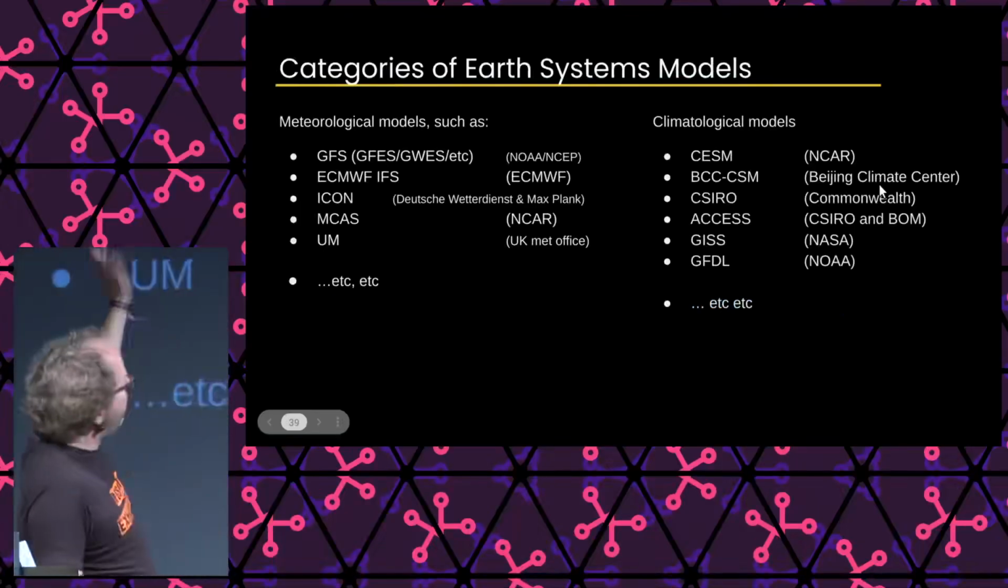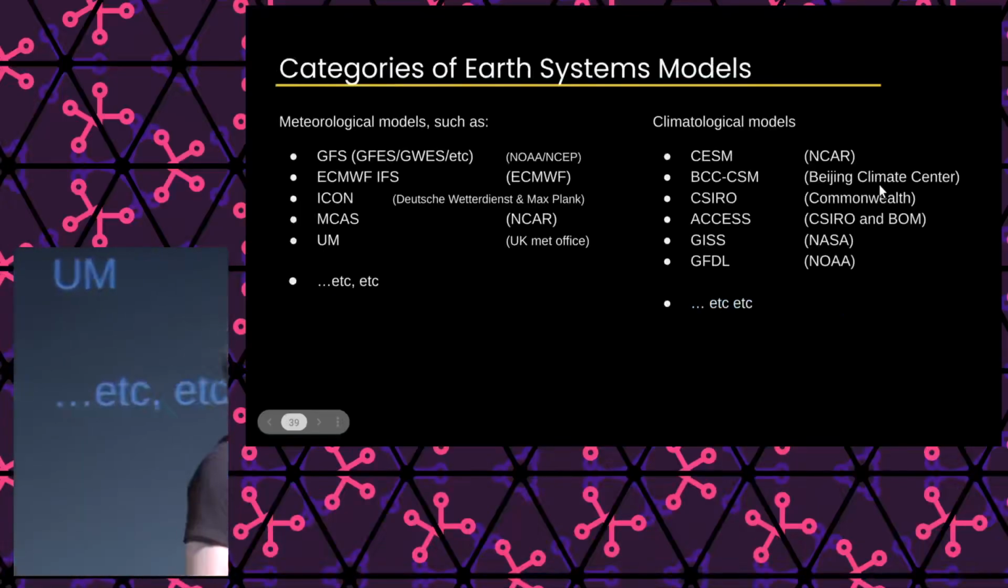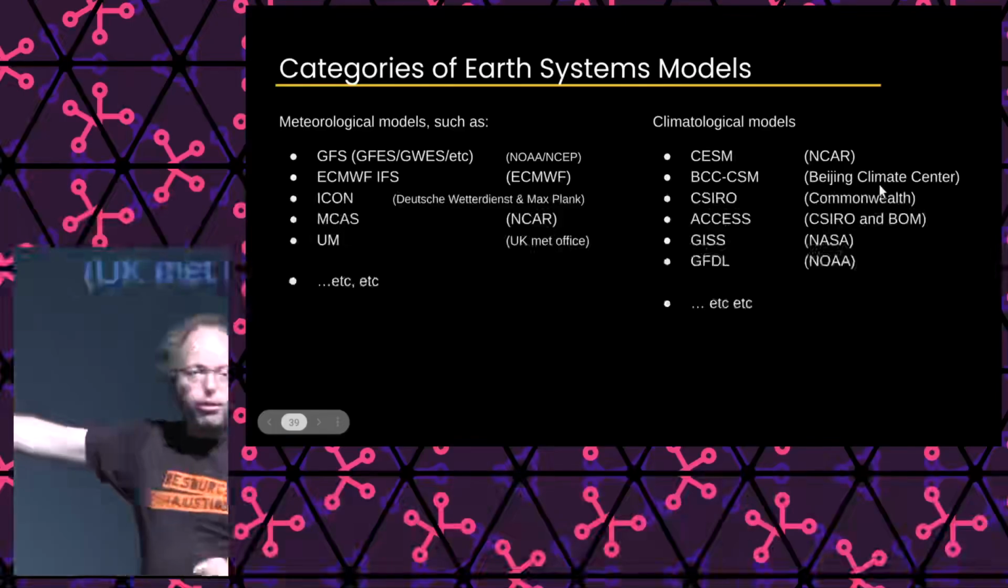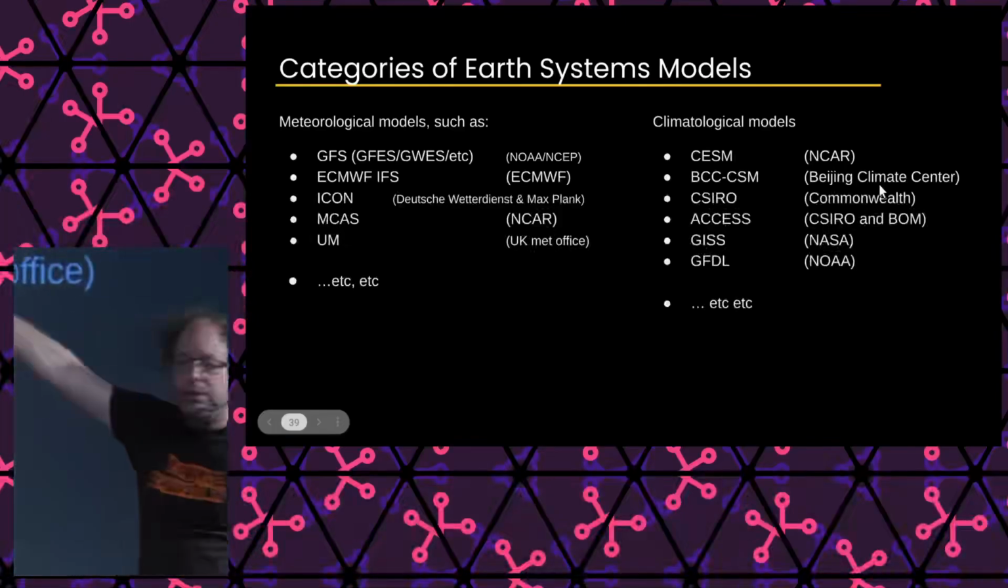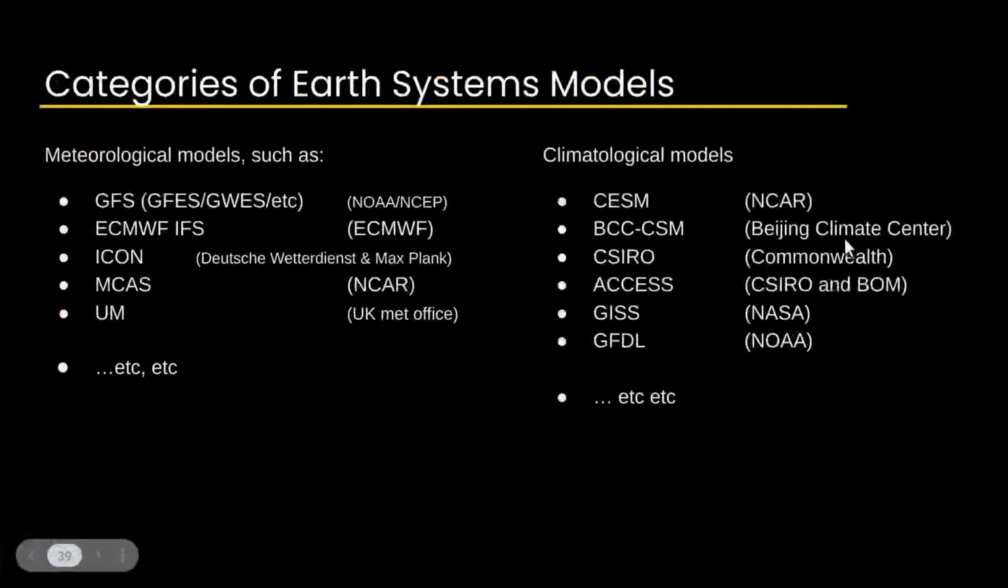So these are roughly the two main categories of Earth systems models. We've got the meteorological models. So GFS is the American main model, the IFS from the European Centre for Medium-Range Weather Forecasting. Those are really amazing. ICON, I mentioned it earlier, it uses the icosahedral model. That's from the German Weather Service and the Max Planck Institute. MPAS, it's relatively new. It's being developed at NCAR. So these are all very short-term weather forecast models.